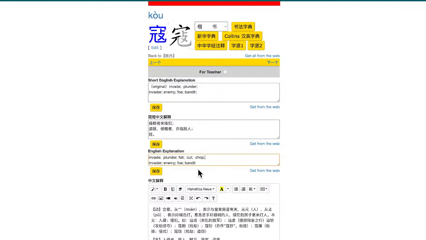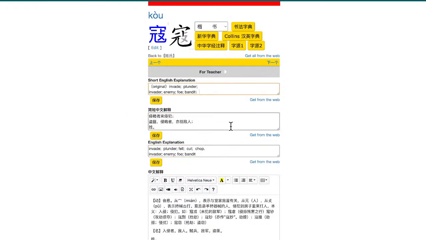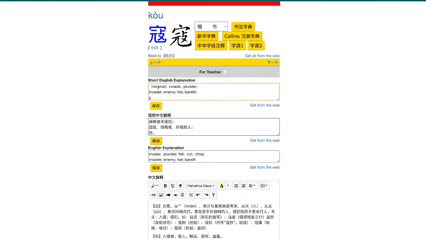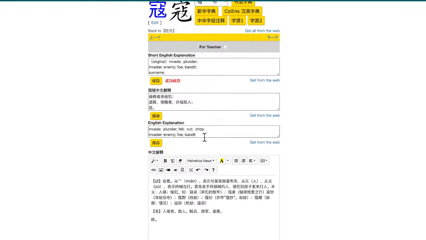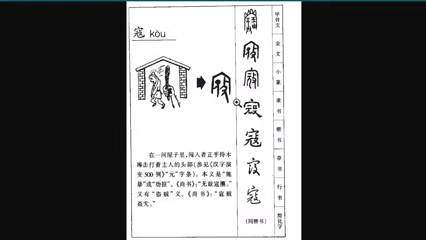And so this is of course also a surname, right? Okay, it's also a surname. And 寇. So let's take a look at the characters.